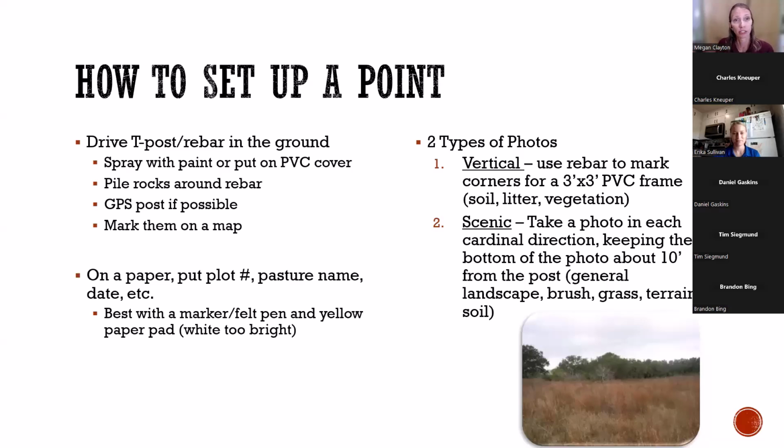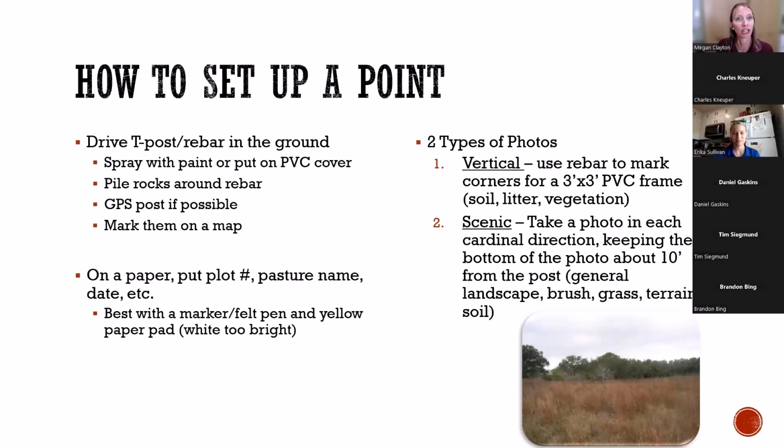So use the compass in your phone or take an actual compass and do north, south, east, and west. And that will give you a really great visual of how that area around the photo point looked at that time. The scenic photographs are telling us a lot about the general landscape, of course, but brush changes over time, especially if you're doing some management, the terrain, and then of course, soil.